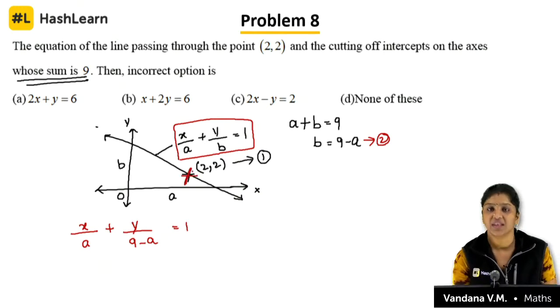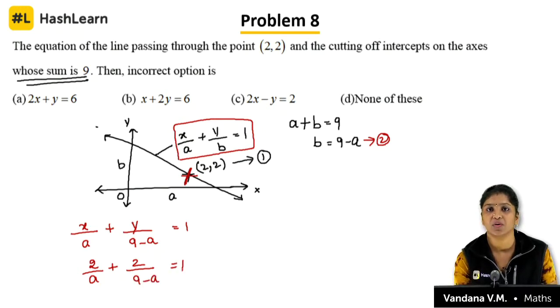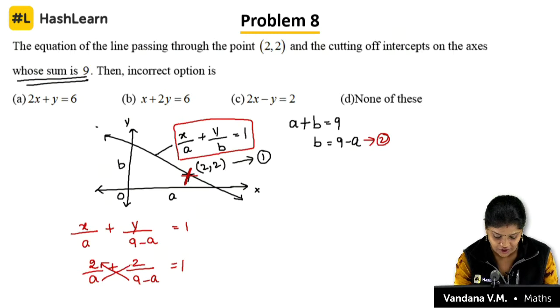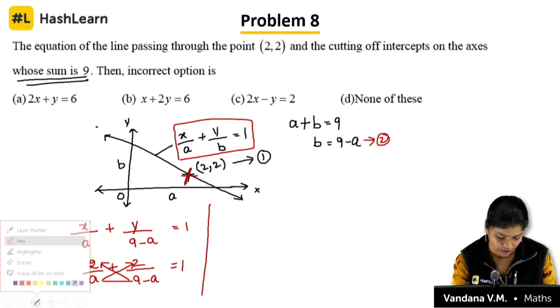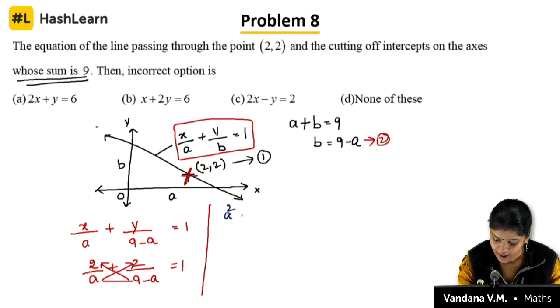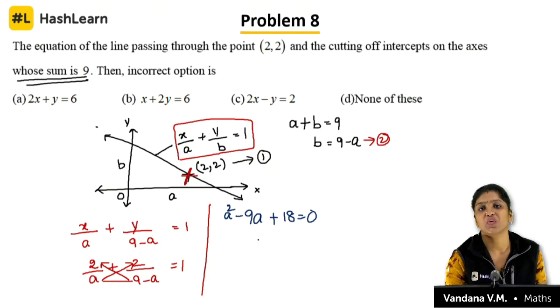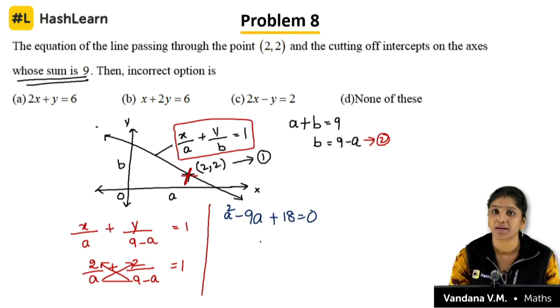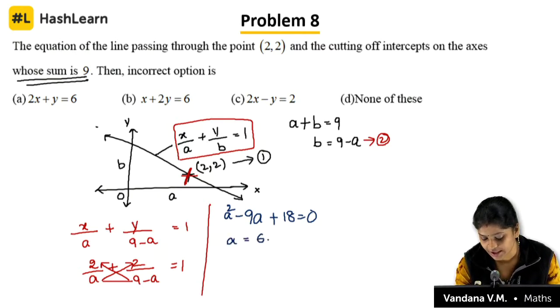What I am telling, this is passing through 2, 2. So, it has to satisfy the given equation. Substitute the value: 2 by A plus 2 by 9 minus A is equal to 1. Do the cross multiplication, you know how to find out the LCM, isn't it? You will get the quadratic equation as A square minus 9A plus 18 is equal to 0. If you multiply, you should get 18. If you add, you should get 9. So, what is that? 3 and 6. So, your values of A is 6 and 3, both the conditions.